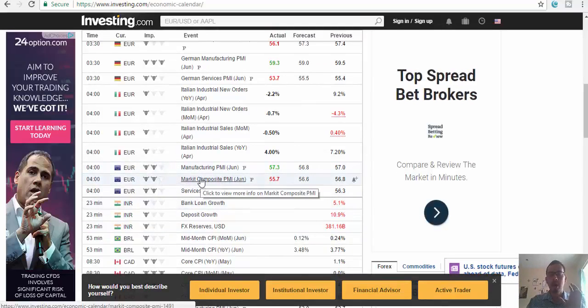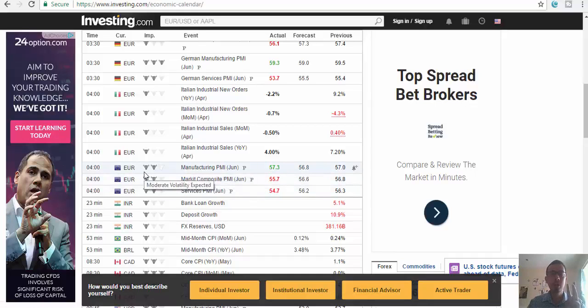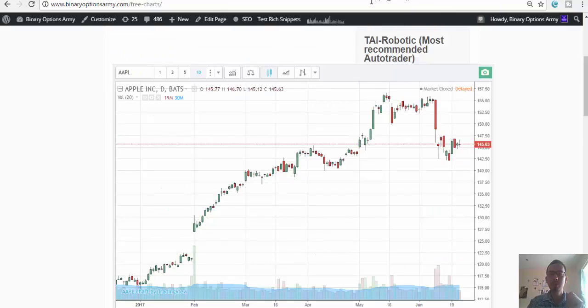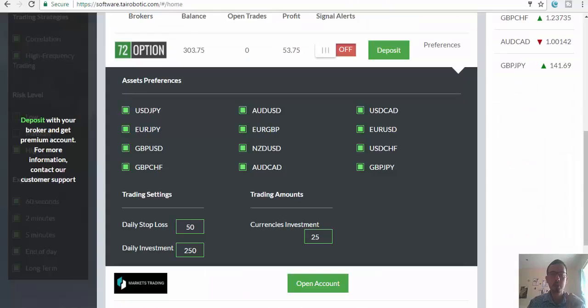For example, if there was tradable news for the euro for the next 30 minutes, which means that we could still use the auto trader, but all we have to do is deselect those assets having the euro currency in them.